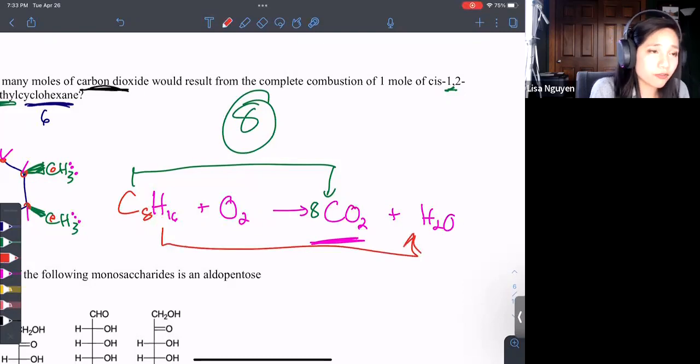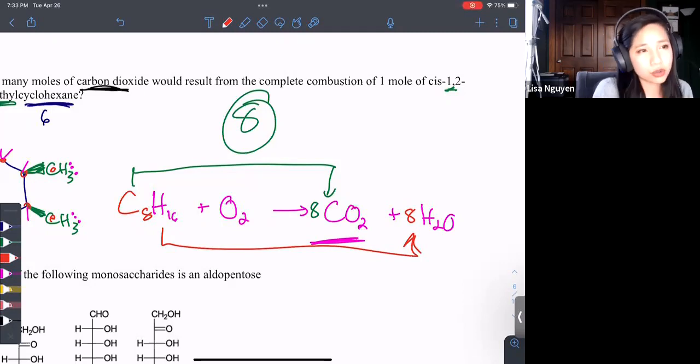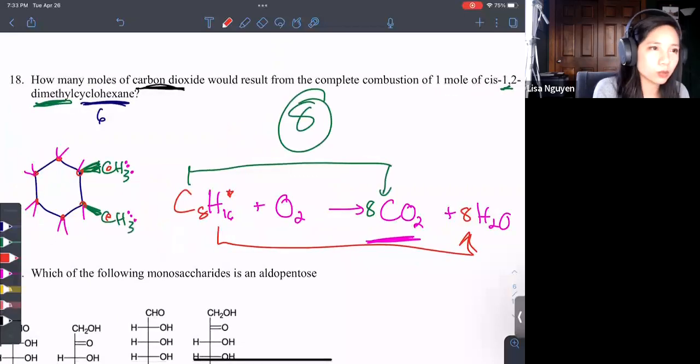So you just figure out, okay, how do I balance that? There has to be 8 H2Os as well. So the sum here would be 16 if the question asked moles of CO2 and water. So do recognize that you would need the number of hydrogens in your molecule as well. We could have just stopped at the number of carbons and we'd be done. We wouldn't have to get hydrogens, but just for completeness, we'll do all of it.